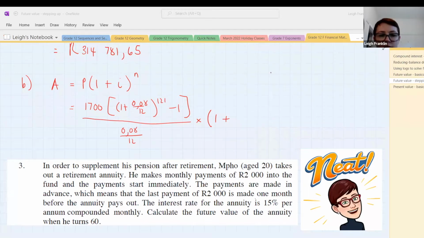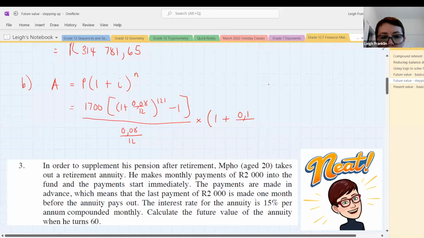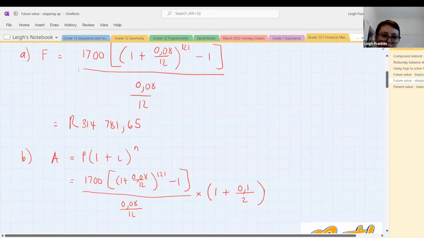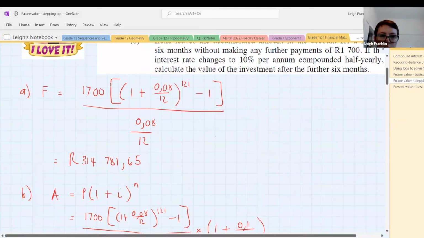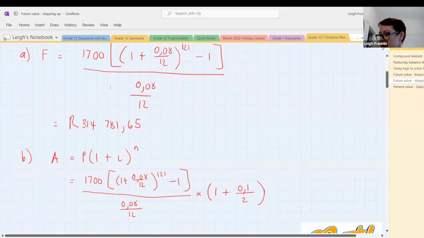There we go, Tsepiso, good job. So we're going to have 0,1 over 2. And now the big question, how do we know what the value of n is? What's the value of n in this case? What do you think?